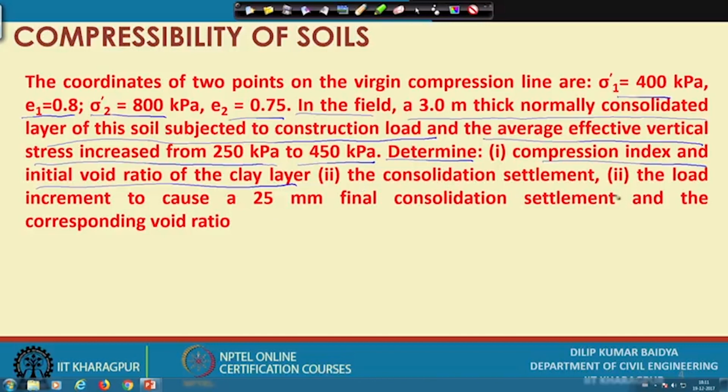Second, the consolidation settlement, and third, the load increment to cause a 25 millimeter final consolidation settlement and the corresponding void ratio. These are the various things given here, and actually that is the application of the E log P curve that I have shown before. You know when you plot E versus P, the curve is something like that, and when you plot E versus log P, then it becomes a straight line, and the slope of this line is actually your Cc. So, you have to find that out.